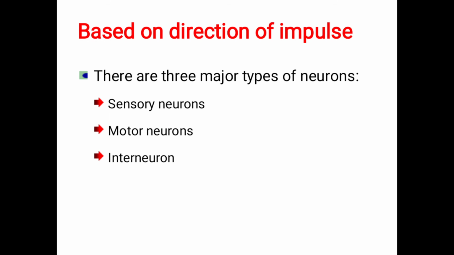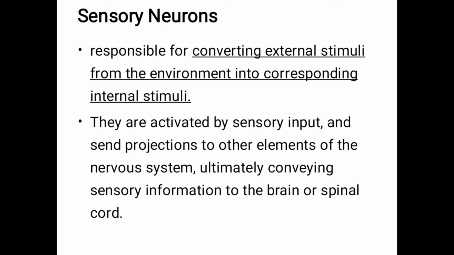Another kind of classification is based on the direction of impulses. There are three major types of neurons: first one, sensory neurons, motor neurons, and interneurons. Let us talk about sensory neurons. Sensory neurons are responsible for converting external stimuli from the environment into corresponding internal stimuli.